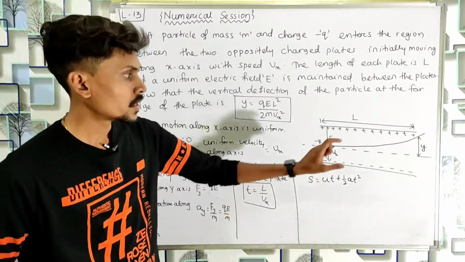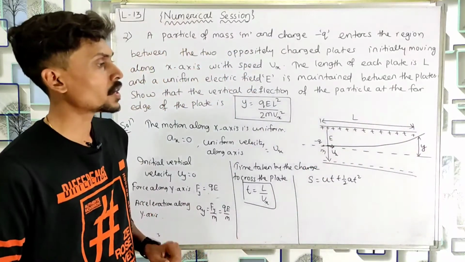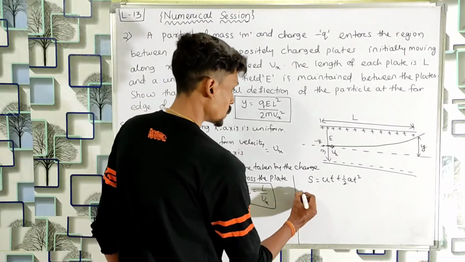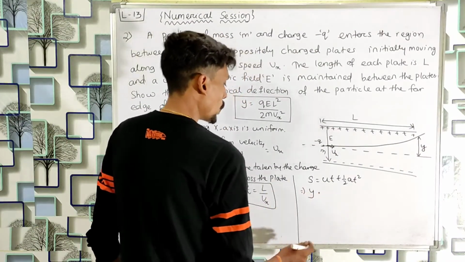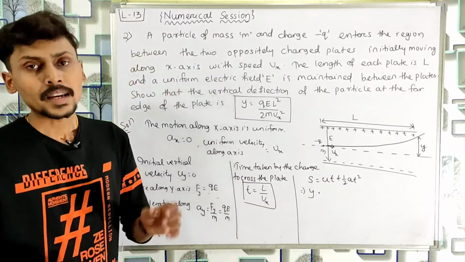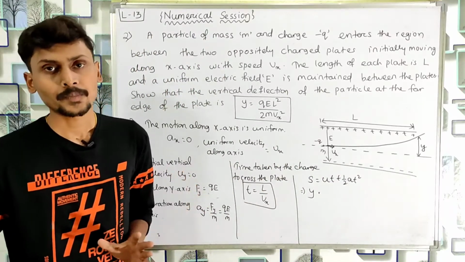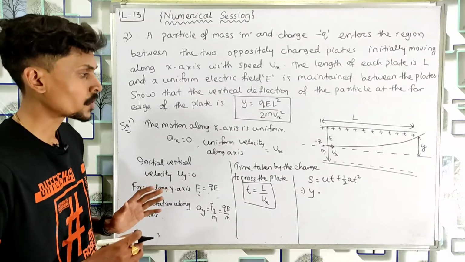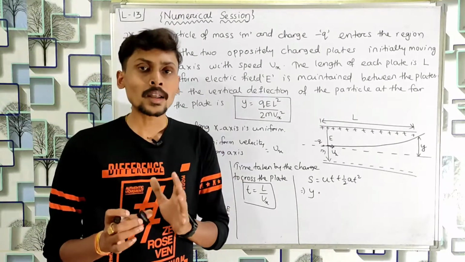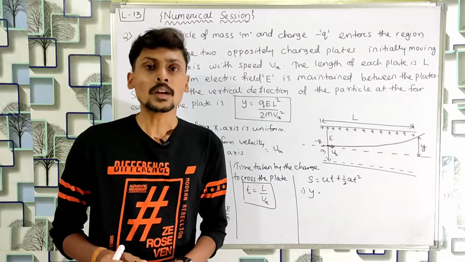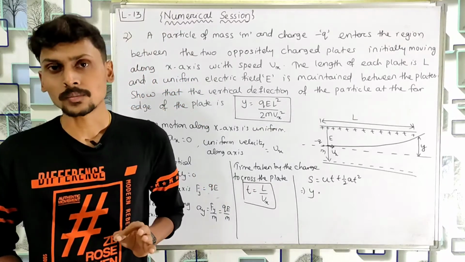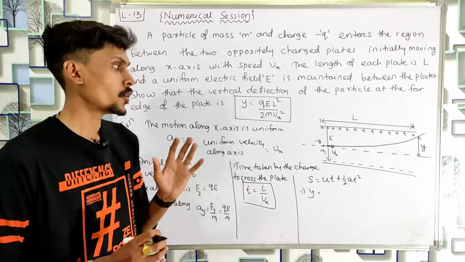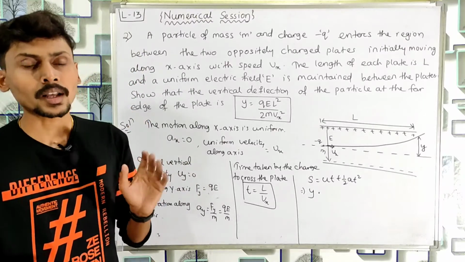Here S is this vertical displacement or vertical deflection. So in place of S, you can write y. And what is u? U is the initial vertical velocity, which is 0. Remember that when we are calculating the vertical displacement, consider only the vertical motion. Don't consider the horizontal motion, only consider the vertical motion.